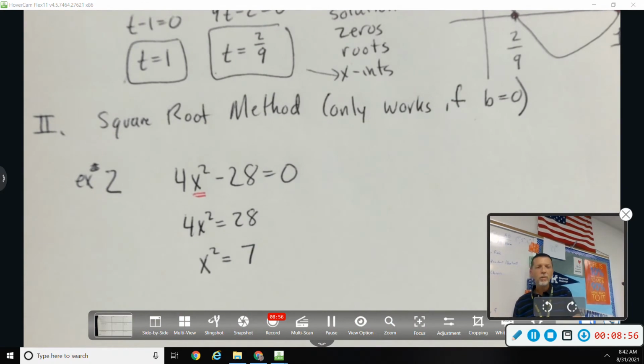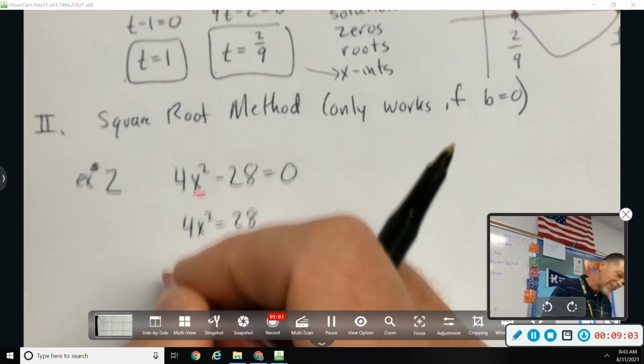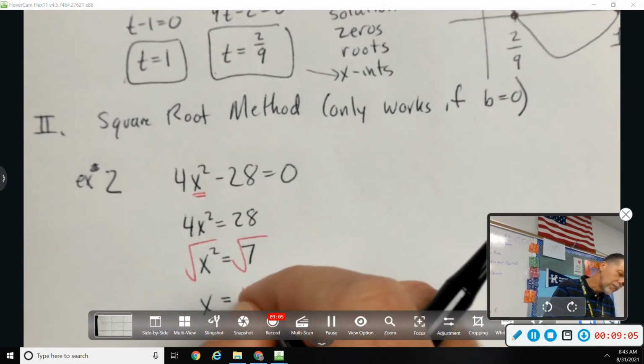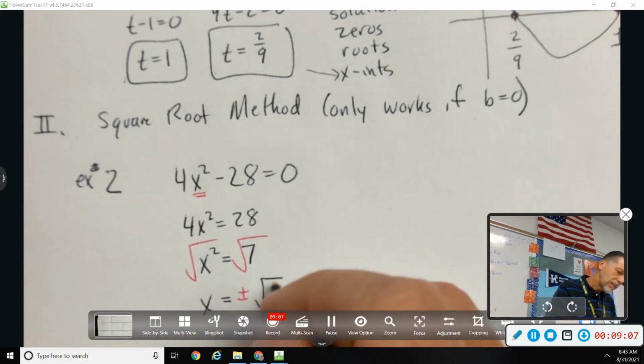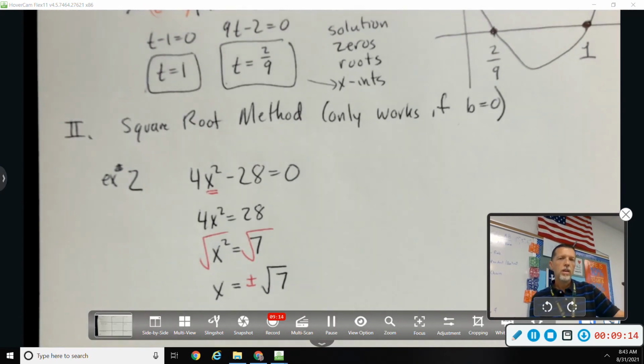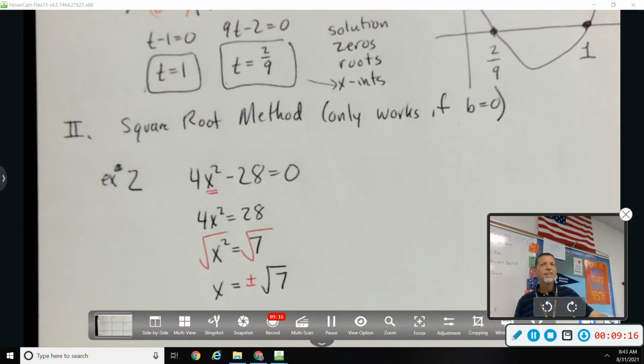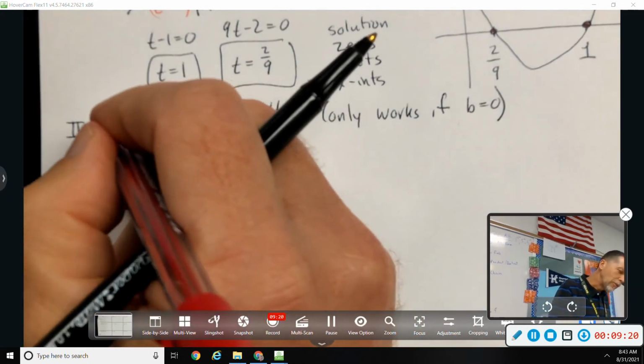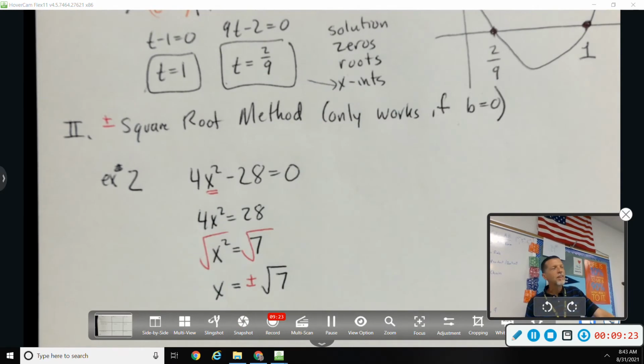Square root method is pretty easy too, as long as you remember one key thing. Plus or minus. When you put the square roots on, don't forget the plus or minus. I divided by 4 and then took the square root. So sometimes I will refer to this as the plus or minus square root method, which is a lot of words, but it reminds you to put the plus or minus on there.